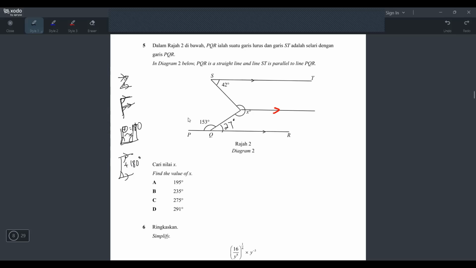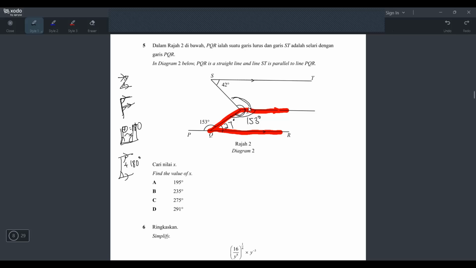So is it true that 180 minus 53 is 27? Yes. Okay, correct. Now how can I find X? Since this is 27, you can see a C shape here. Let me highlight it for you. So can you see this, right? So can we apply this rule? It means, can I find the angle from here to here? Can, right? 180 minus 27, which is 153. But of course, this is not the answer because X is actually here plus here.